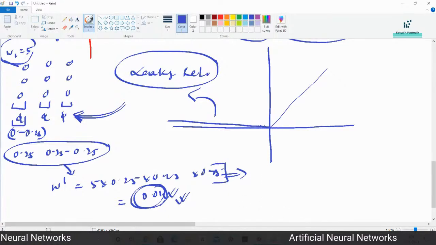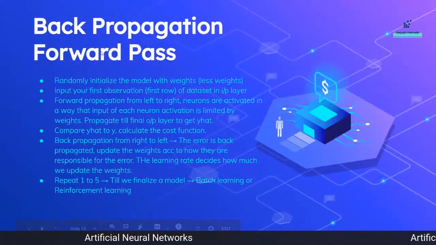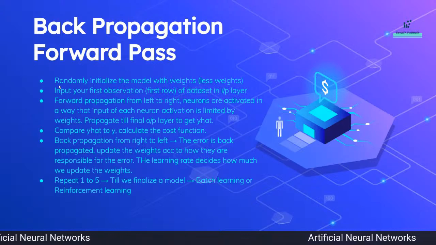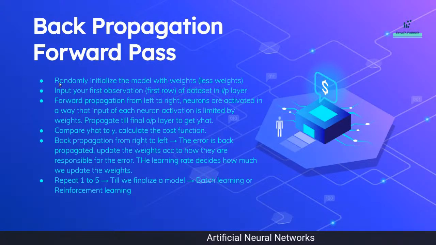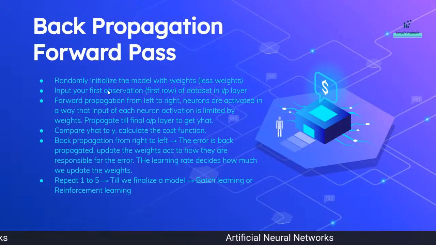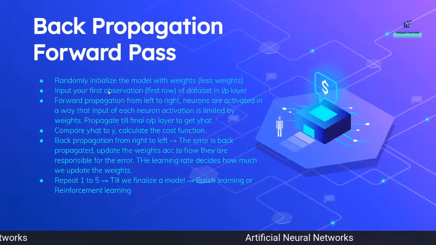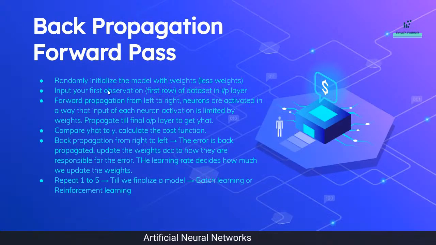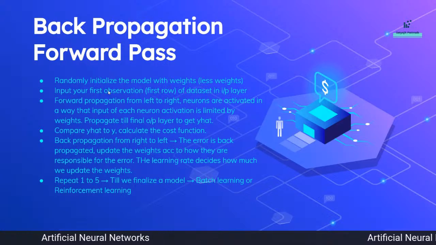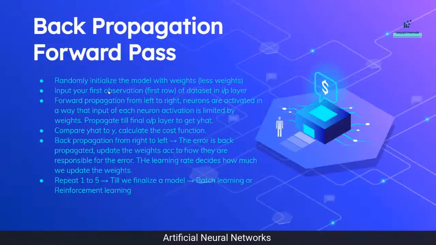That's it about the activation functions. I covered almost everything. Okay, back propagation and forward pass. I just explained it in brief. What happens is we randomly initialize the model with small weights. Input your first observation, that means the first row of your data set, in the input layer. Forward propagate from left to right. Neurons are activated in a way that the input of each neuron is limited by weights. So propagation happens till the output layer to get the y hat. Y hat is nothing but the predicted y value.